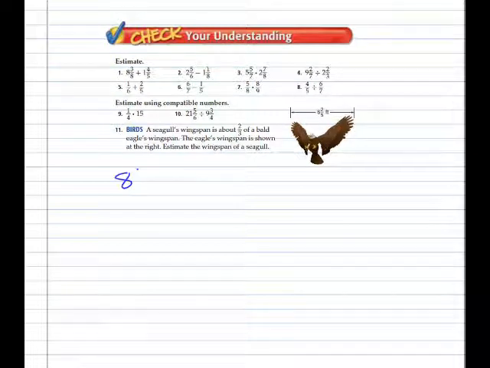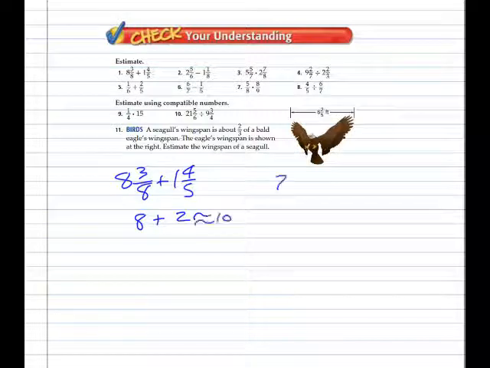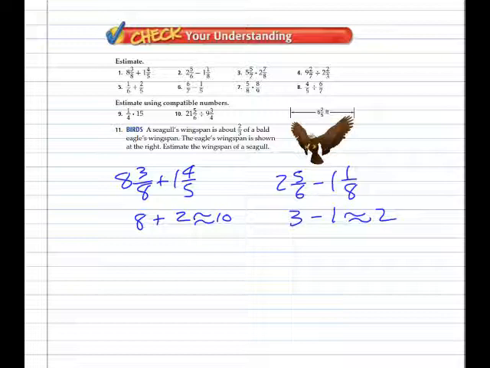Check for understanding. Example number 1. 8 3/8 plus 1 4/5. Now, because we have mixed numbers, we're rounding to the nearest whole number. This would be 8 plus 2, which is approximately 10, our estimate. Number 2, 2 5/6 minus 1 1/8. 2 5/6 rounds to 3. 1 1/8 to 1. Our estimate then is approximately 2.